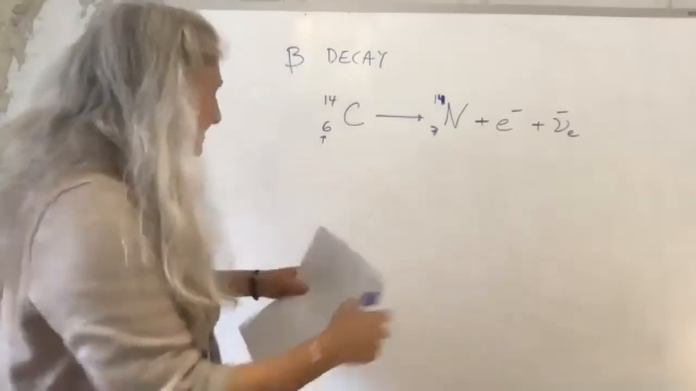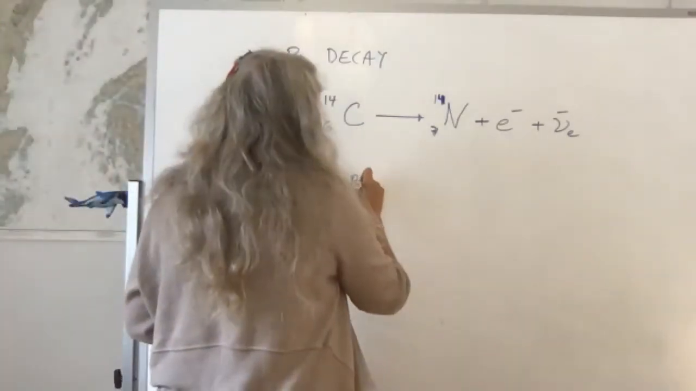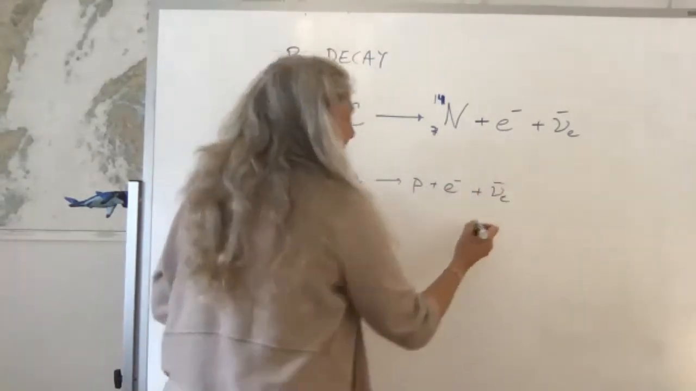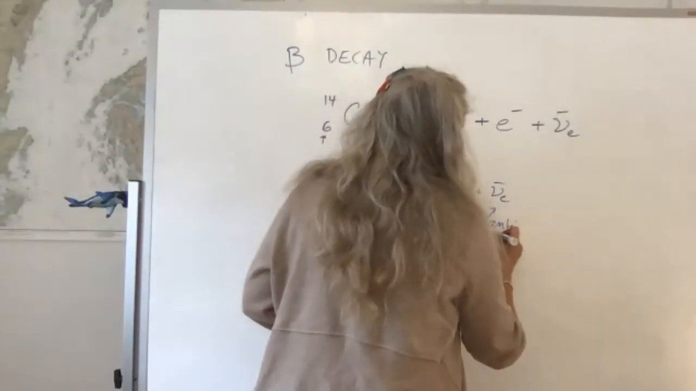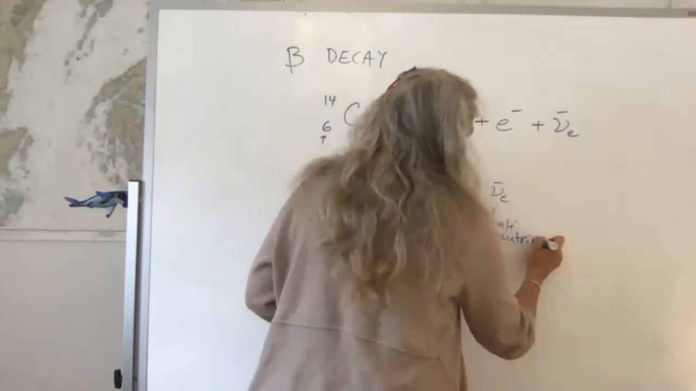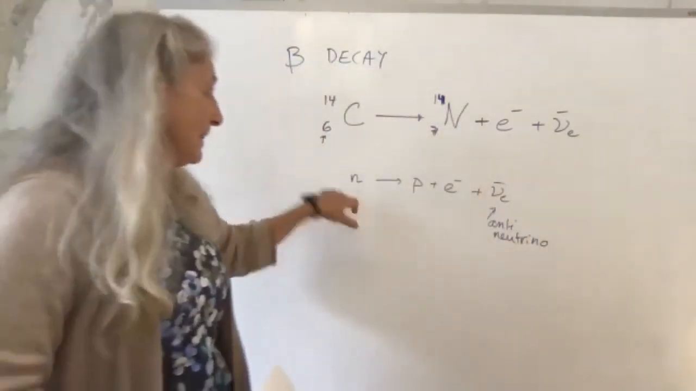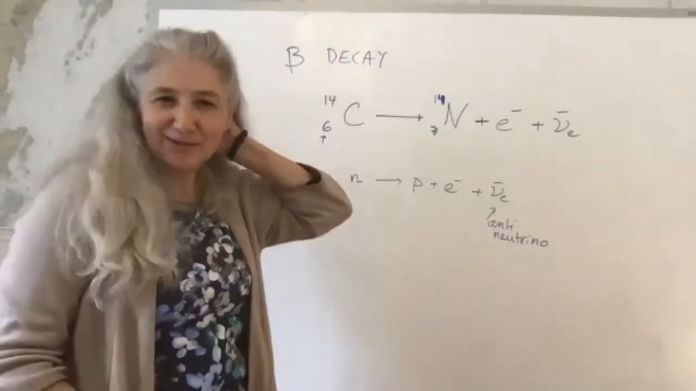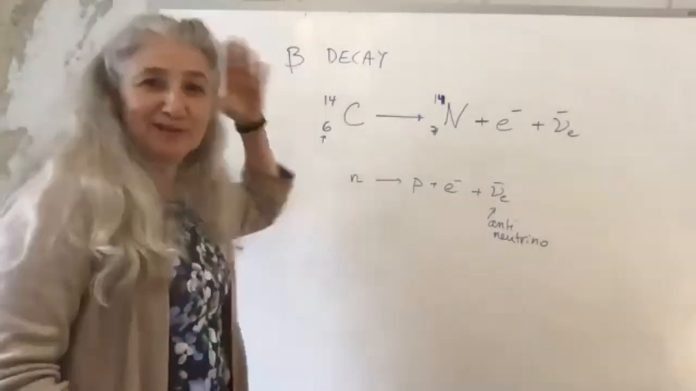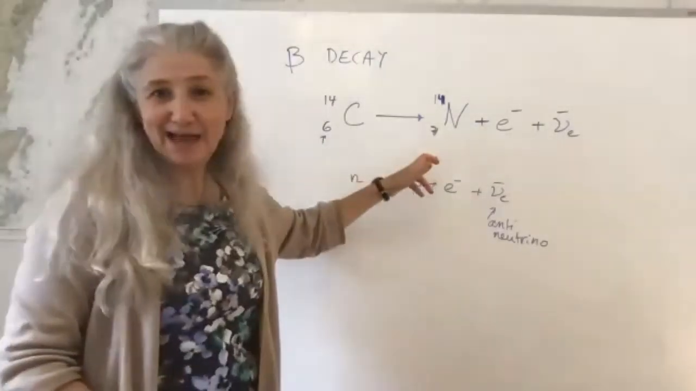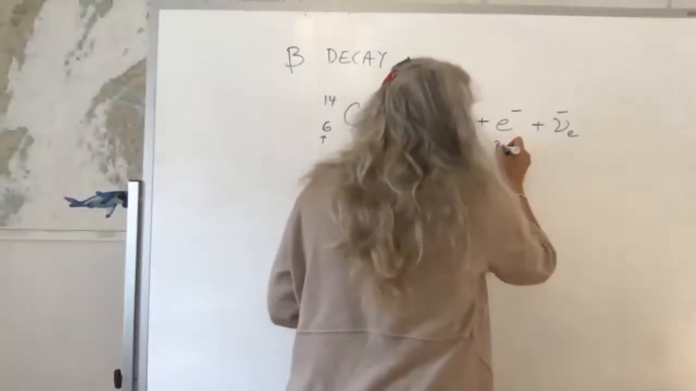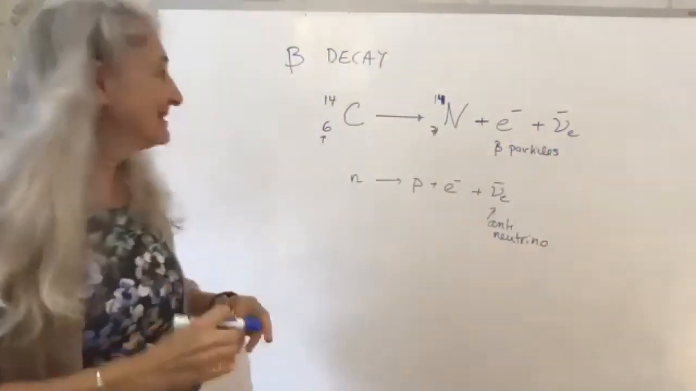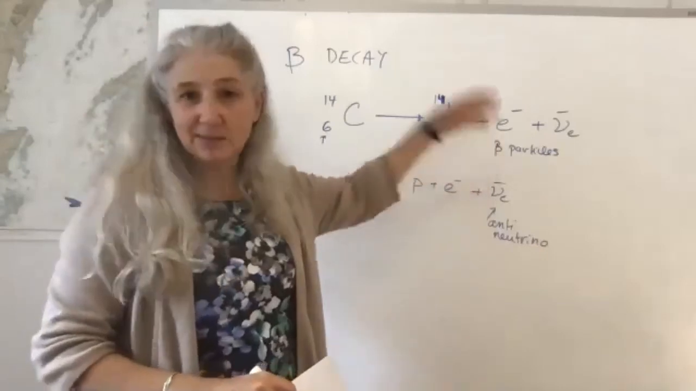Really what's happening here is a neutron going to a proton plus an electron plus an anti-neutrino, in the nucleus. If you have a big pile of carbon, particularly carbon-14, and you just let it sit for a while, every once in a while this will happen, and the electrons are called beta particles. So when you say beta decay, this is a decay process that emits beta particles.